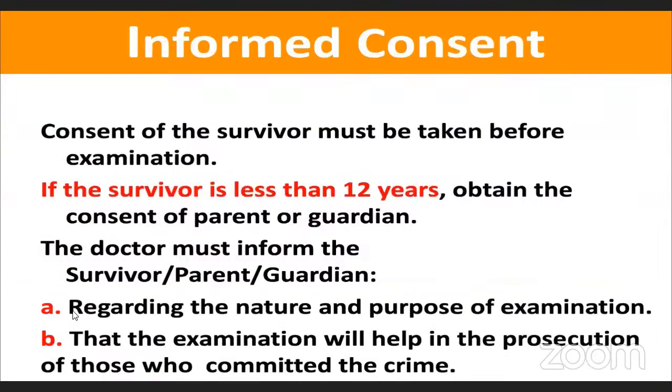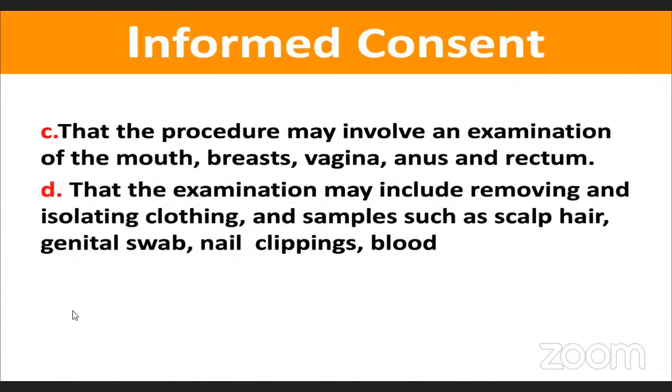Informed consent. The consent of the survivor must be taken before examination. If the survivor is less than 12 years, obtain the consent of parent or guardian. A doctor must inform the survivor, parent or guardian regarding the nature and the purpose of examination. That the examination will help in prosecution of those who committed the crime. That the procedure may involve an examination of the mouth, breasts, vagina, anus, and rectum.